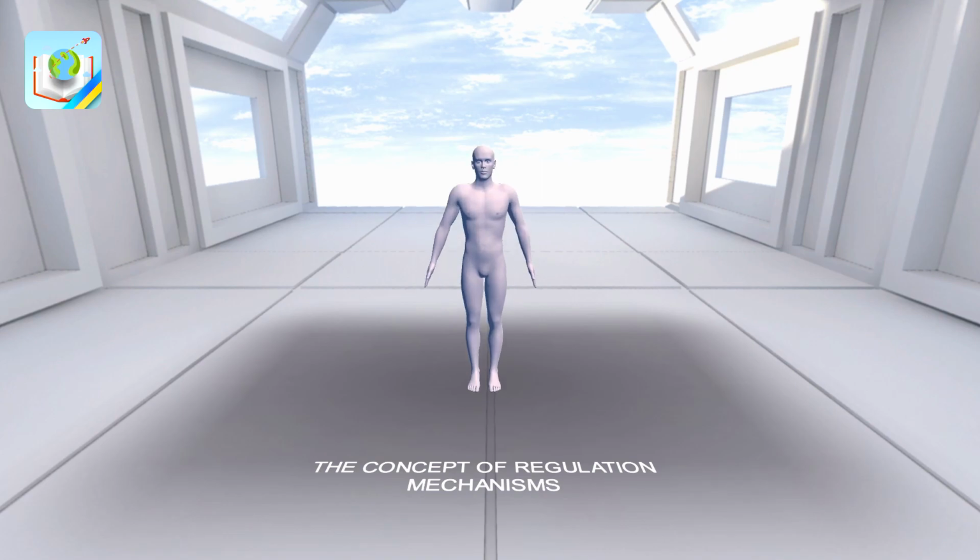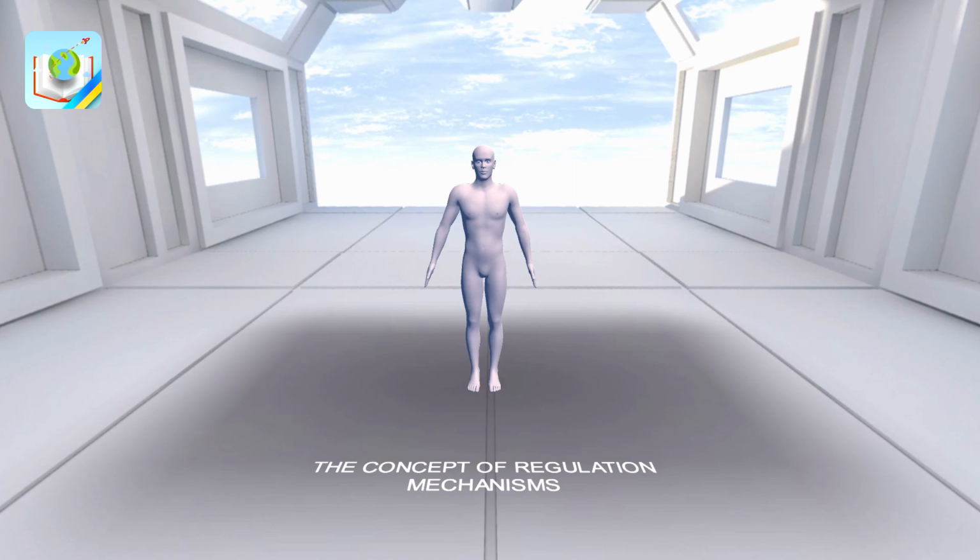Let's recall the concept of homeostasis. Homeostasis is the ability of an open system to conserve a stable composition of the internal environment with the help of regulation mechanisms. The human organism is an open, self-regulating system. Self-regulation to achieve homeostasis is carried out at all levels, from cellular to organismal.